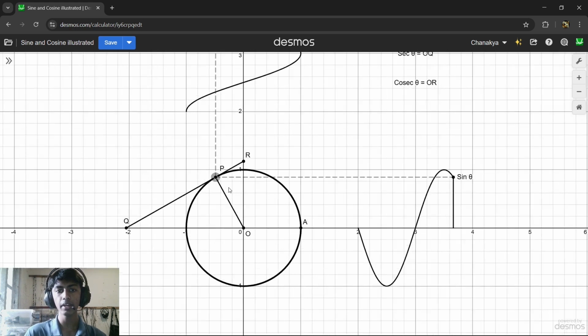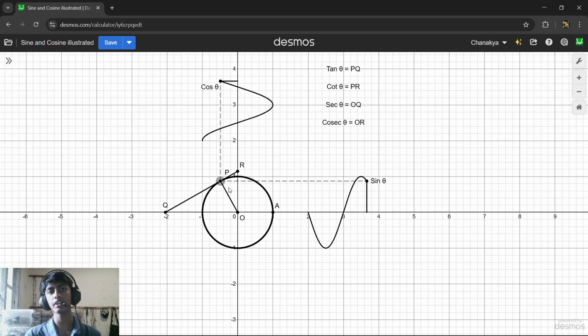So you can play around with this graph and explore these various functions, and I encourage you to do so.